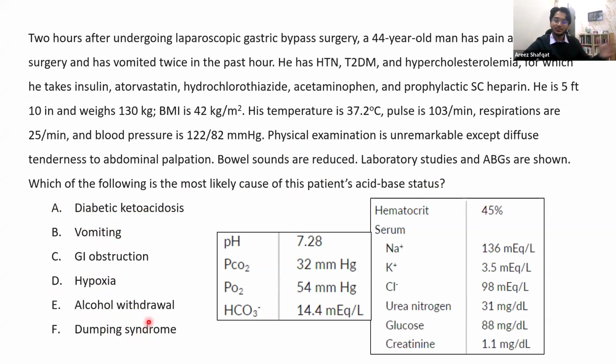Dumping syndrome, you will do this more in GI, is a complication of gastric bypass surgery. It usually doesn't cause high anion gap metabolic acidosis. So this patient is having lactic acidosis because of hypoxia, okay? The answer is D.